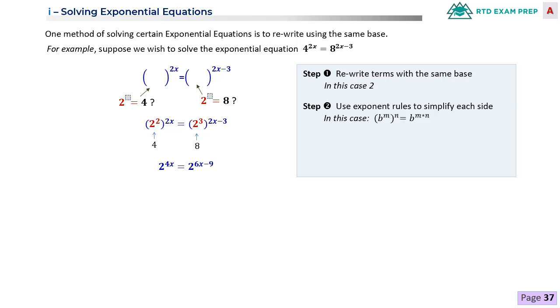We multiply the 2 by 2x to get an exponent of 4x on the left side, and we multiply 3 by 2x minus 3 to get 6x minus 9 on the right side.